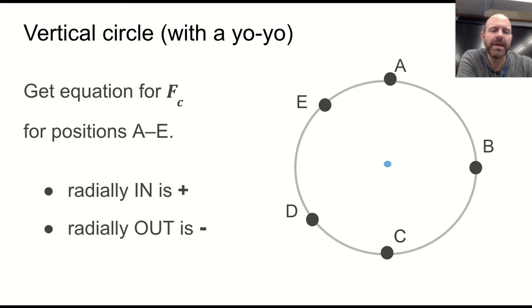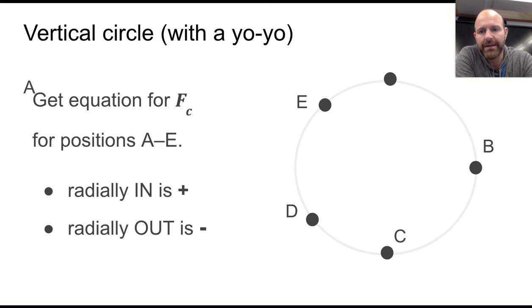So let's take a moment to think about a vertical yo-yo. You're spinning a yo-yo up and down. A is at the top of the circle, C is at the bottom, and the other positions are there. We want to draw some free body diagrams. We want to think about what the net force radially is. So we need to call into the circle positive and out of the circle negative. Oops, I somehow moved A out of the way. But we're going to get the equations for centripetal force for all of those points, all five of them.